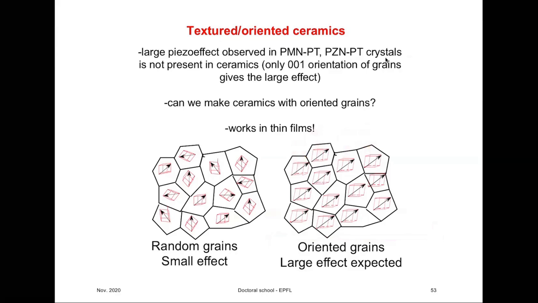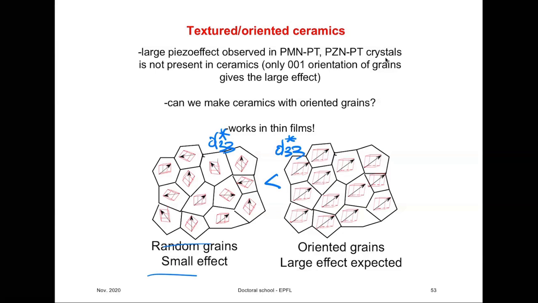Then by applying electric field, poling the material, and then by applying electric field to measure, we can get a response which is much bigger. So d33 much bigger than d33 in ceramic with the random grains. And still smaller than that in the single crystals, but much larger than in ceramics with randomly oriented grains.